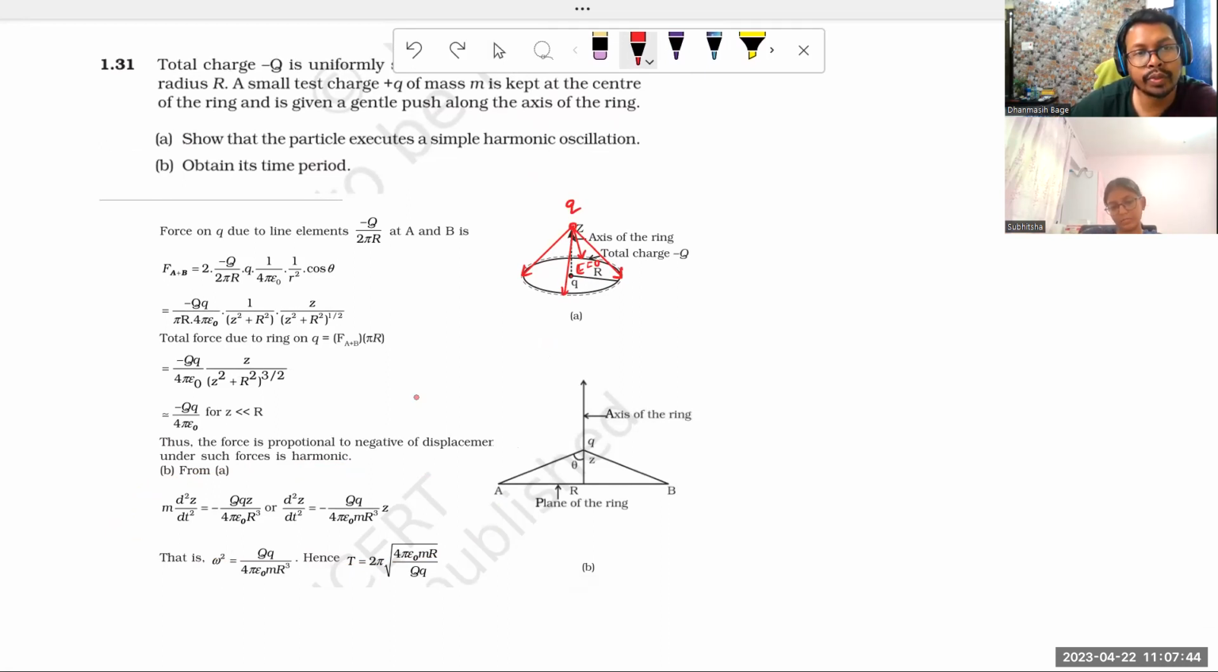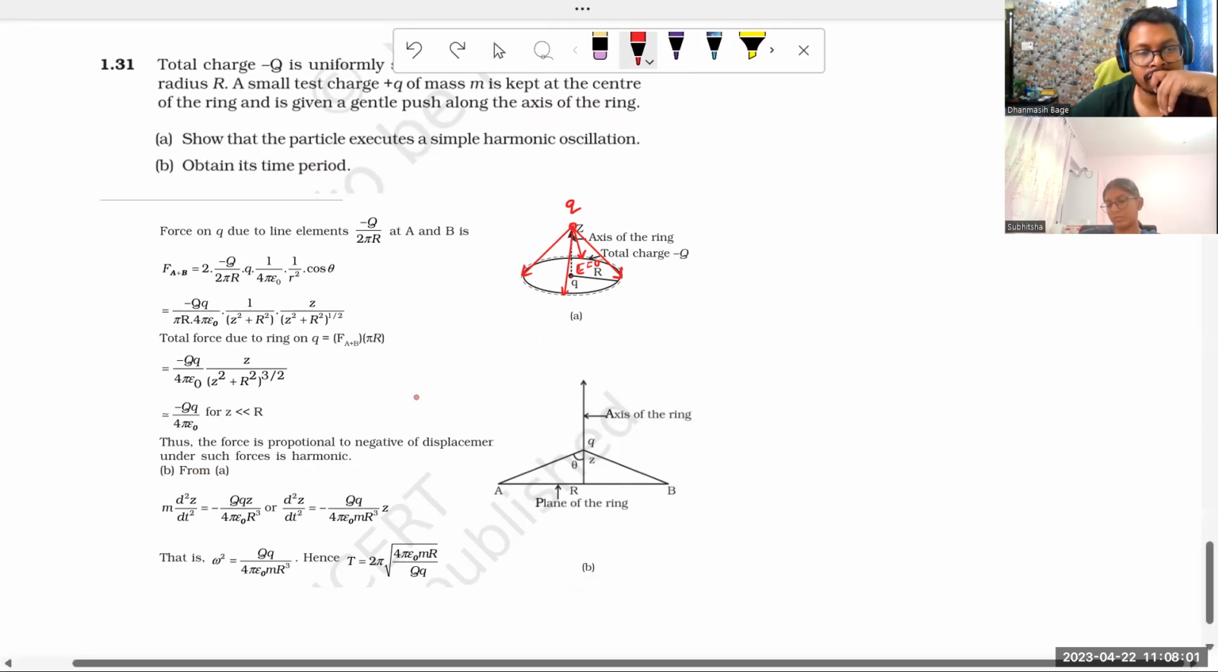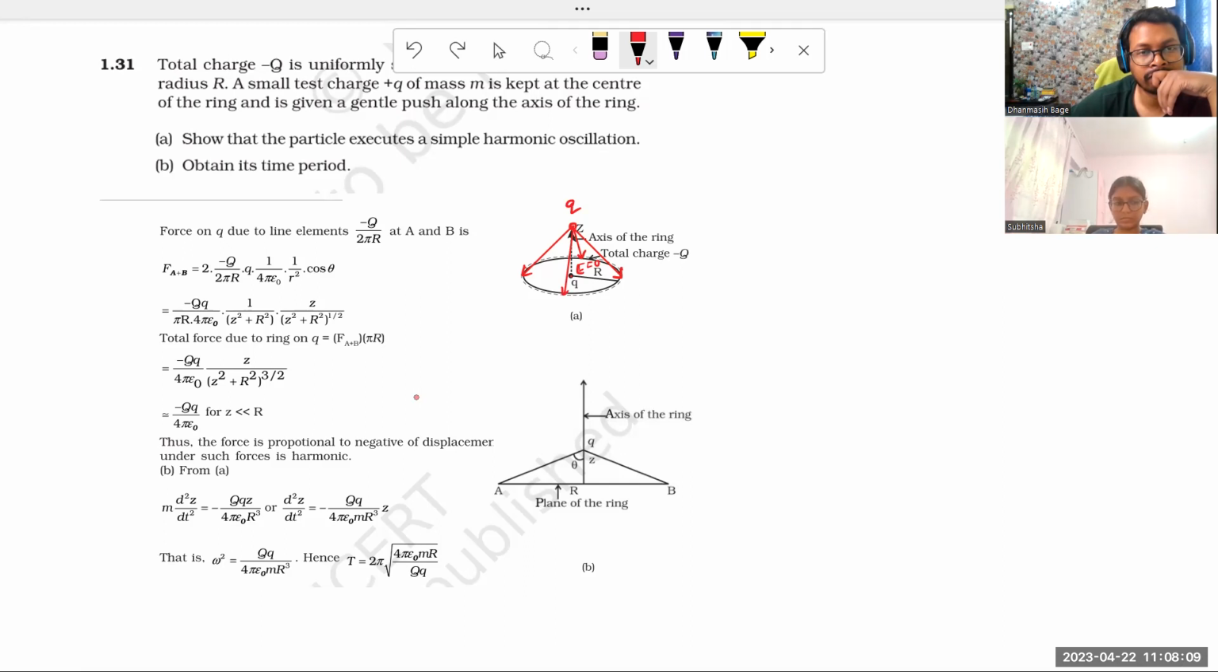A force on Q due to line elements at A and B. Again, cos theta is involved here. This will be your theta in this case. Exactly same question. Just draw a triangle and you'll get the answer, right?